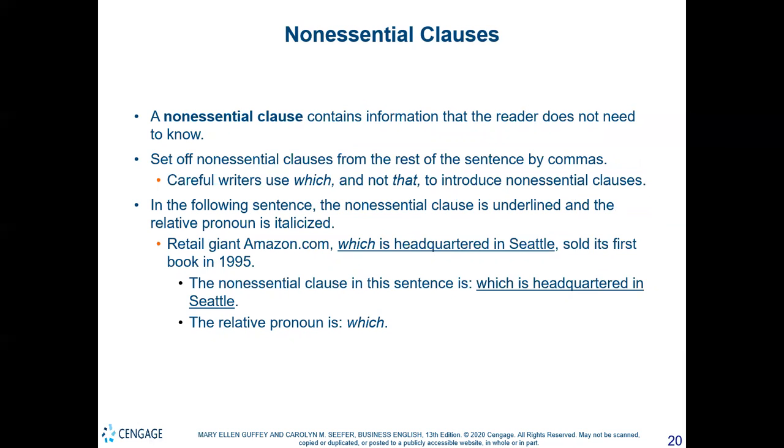Non-essential clauses. A non-essential clause contains information that the reader does not need to know. Set off non-essential clauses from the rest of the sentence by commas. Careful writers use which and not that to introduce non-essential clauses. In the following sentence, the non-essential clause is underlined and the relative pronoun is italicized. Retail giant Amazon.com, which is headquartered in Seattle, sold its first book in 1995. The non-essential clause in this sentence is which is headquartered in Seattle. The relative pronoun is which.